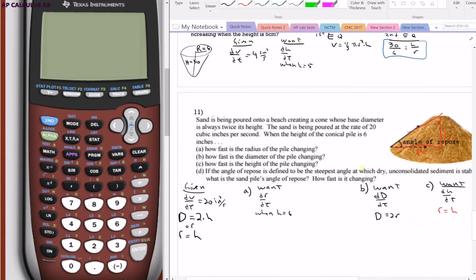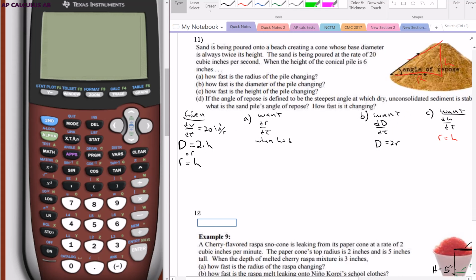Okay, I want to go to these ones because they're a little bit more involved. It's nothing terribly different, but it's the same. So here we're given dV/dt is 20. They tell us that here it's being added at 20. We want to know all this stuff when the height is 6. And which is really important, they tell us that the base diameter is always twice the height.